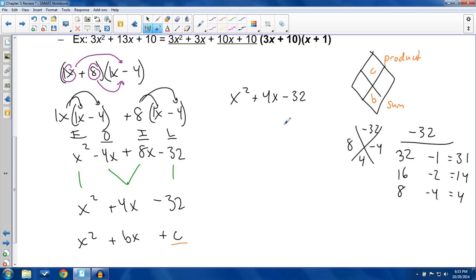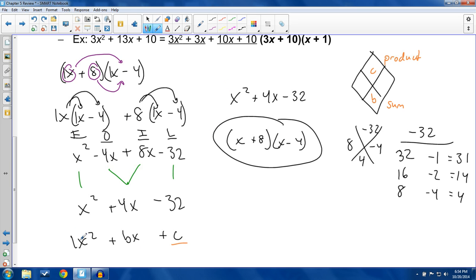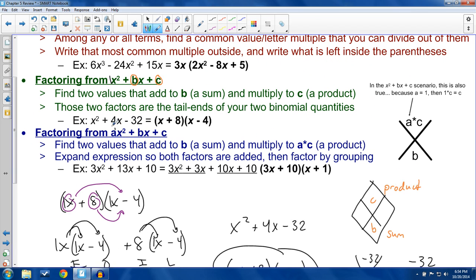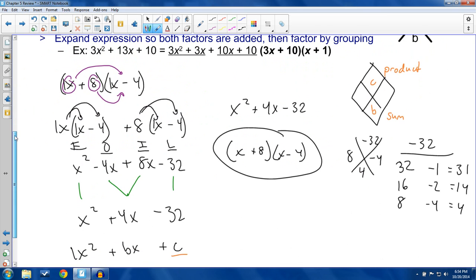Now, ordinarily, the next steps aren't necessary, so I won't do them here. From right here, you can say that's x plus 8 times x minus 4. This is whenever you're running into a scenario that's x squared plus bx plus c, that is to say there is a 1 in front of the x squared coefficient. Now, if there's not a 1 in front of your coefficient, and you can't find a common factor of a to get it to 1, now you have something a little different and a lot more difficult to deal with.